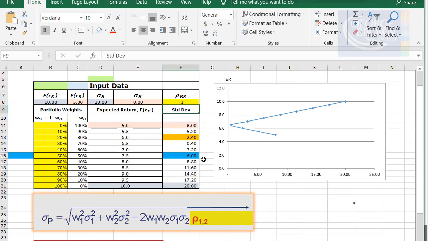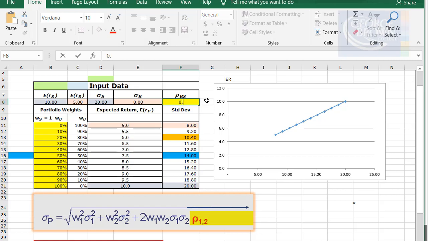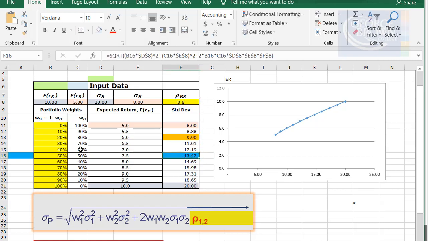But based on the fact that the formula for standard deviation of a portfolio includes correlation, which could be a number from -1 to +1, as I reduce that correlation from 1 to lower numbers, I get the benefits of the diversification. Even if I type in 0.8, fairly high correlation, the standard deviation on the 50-50 portfolio is less than 14%. It's gone down to 13.42.